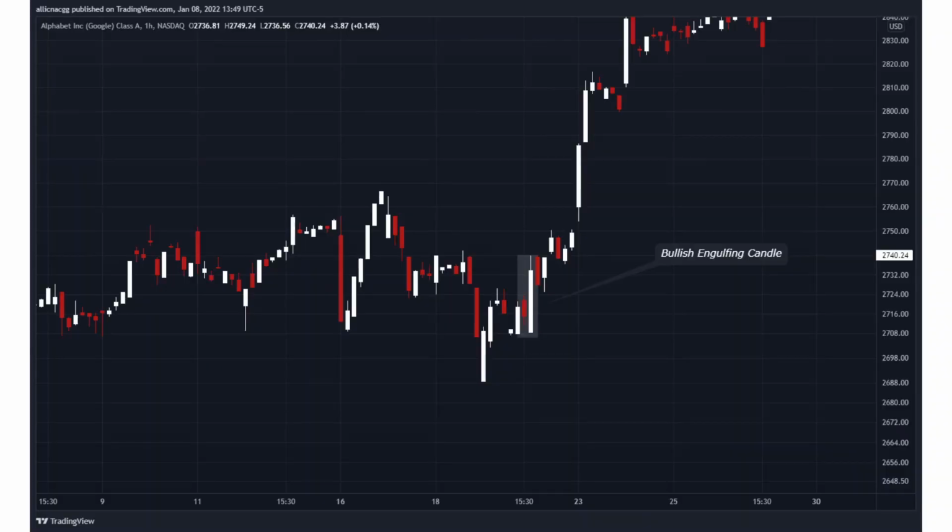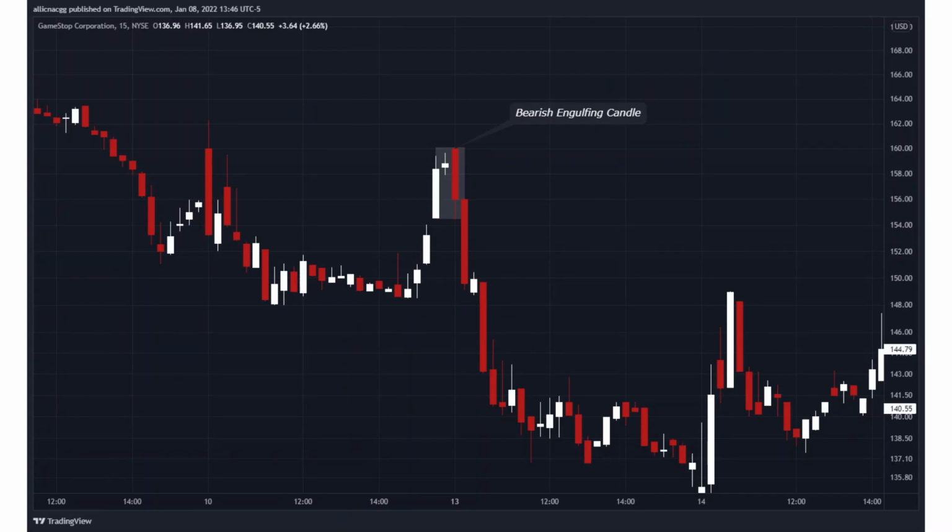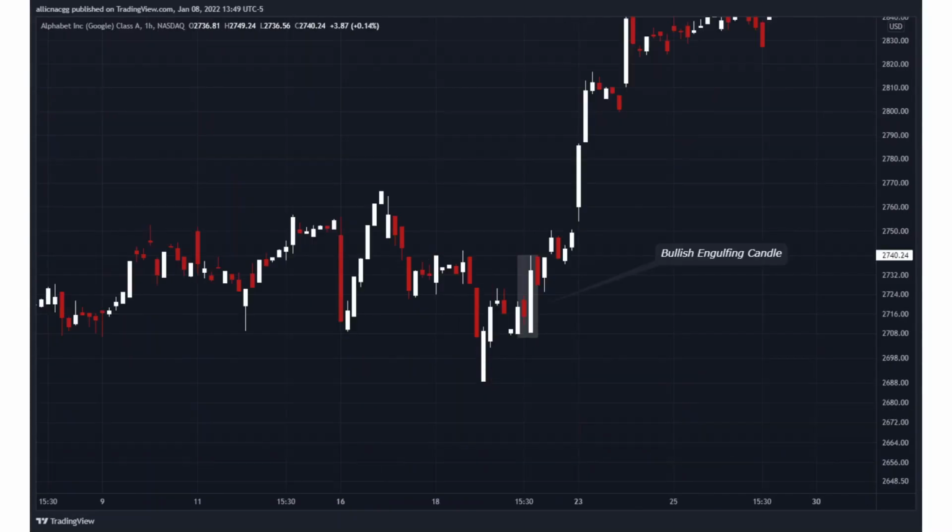And what is that on? What was the equity? That was GameStop. Okay, moving on. And then this is Google, Alphabet Inc.